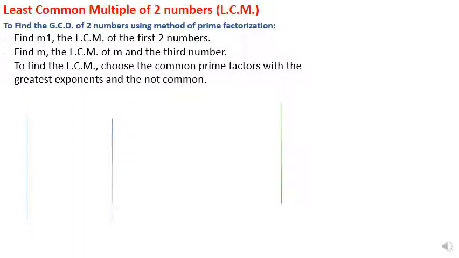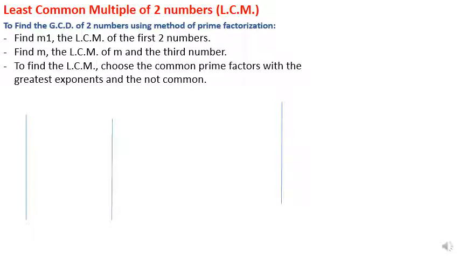Now, how can I find the least common multiple of the numbers? To find the least common multiple, it's the same thing. You have to find the prime factorization of the numbers, find first the least common multiple of the first two numbers, then find it with the third number. And I'm going to highlight the most important.